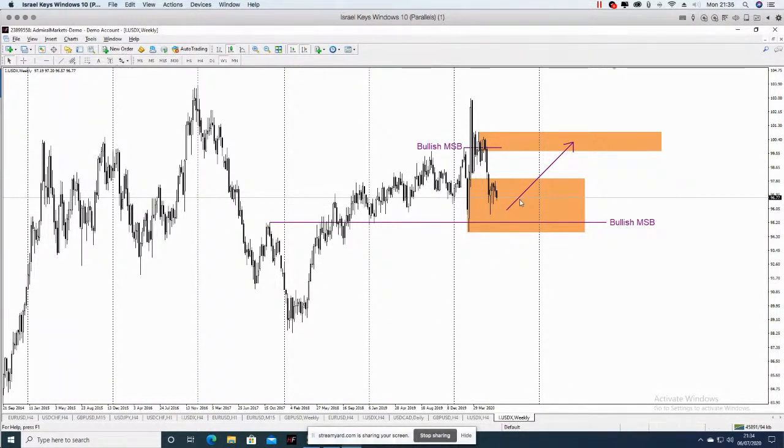So now, however, in this there is a smaller order block in there on a weekly basis that we're currently in at the moment. I'm going to draw this here.